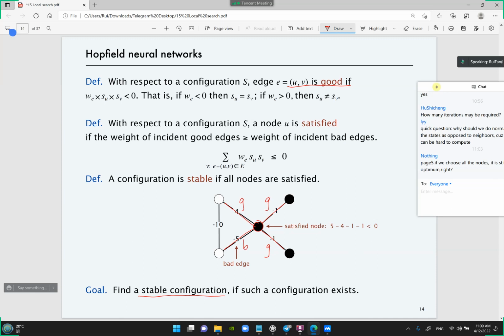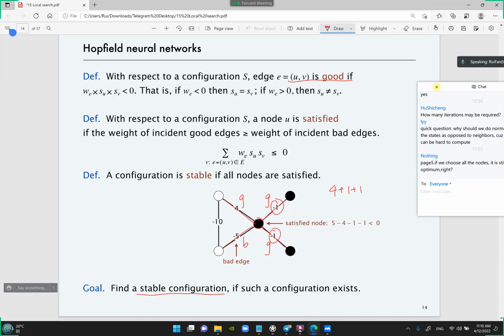Now if you add up the weights of all the good edges minus the bad edges, then if this is positive, then you say that this node is satisfied. Or sorry, if it's negative. So for example, here, since you satisfied this edge, you get 4 points. Since this edge is good, you get 1 point, and you get 1 point over here. But then you lose 5 points over here, and you lose 5 points over here. So altogether, you have 1 point. And as long as your total number of points is positive, then you say that this node is satisfied.